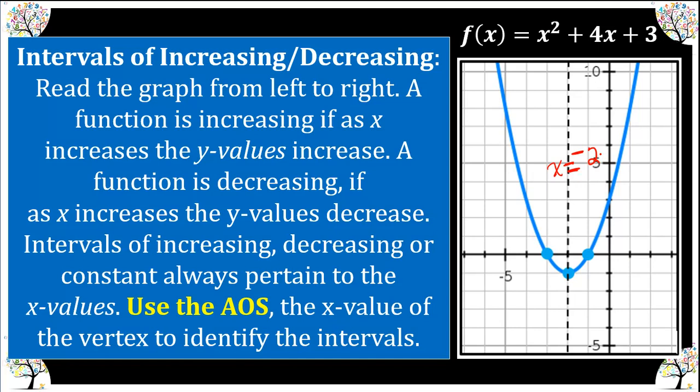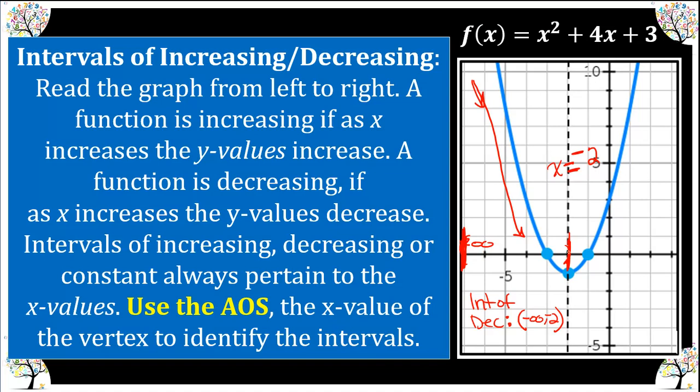So remember, you're asking yourself for intervals of increase and decrease, what x values cause the graph to increase. So let's just look at the left side of the AOS. The left side, my graph, reading from left to right, is decreasing. So my interval of decrease is going to be from -infinity all the way up until we get to x equals -2. So from -infinity to -2, our graph is going down. So from here to here, the graph is going downhill.